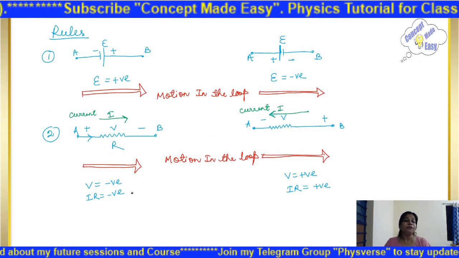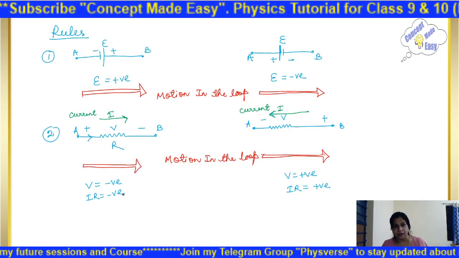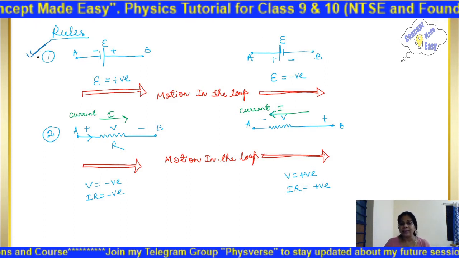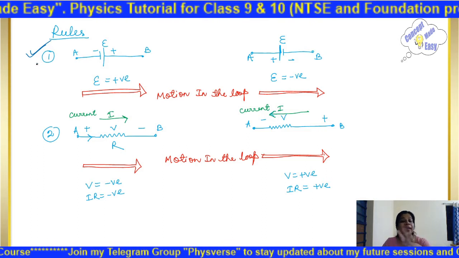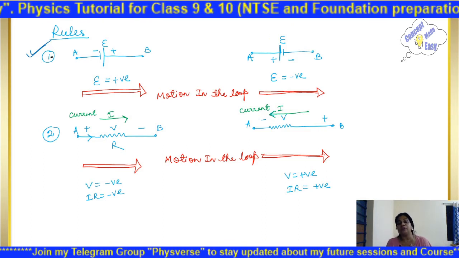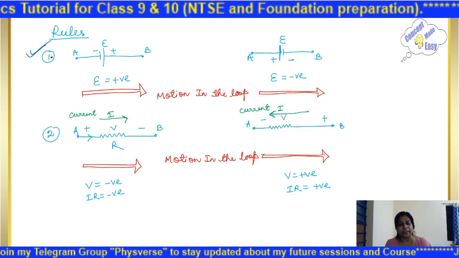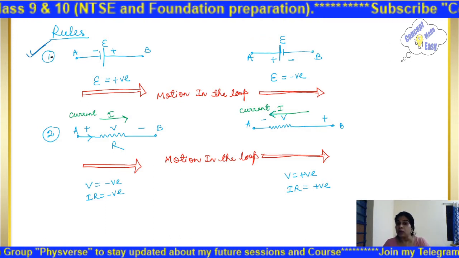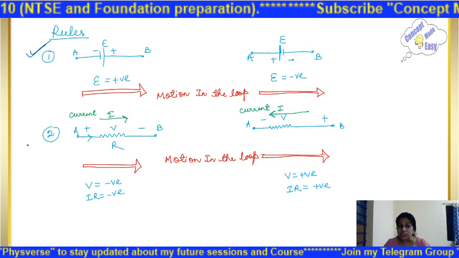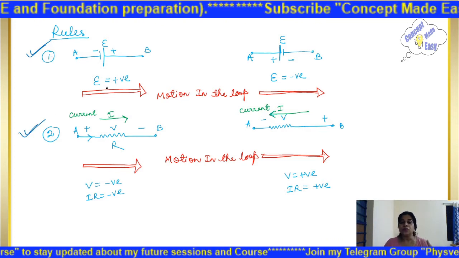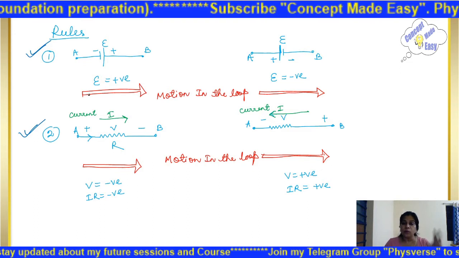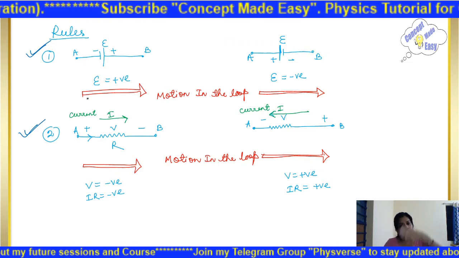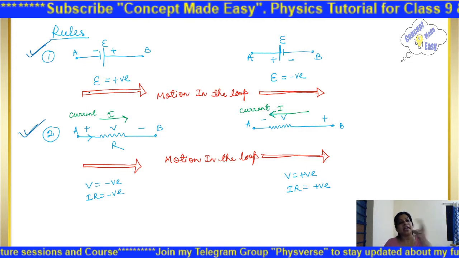So before going into the detail of KVL or Kirchhoff's voltage law, you need to understand the rules. I mean to tell you the rules about how you are going to apply Kirchhoff's voltage law. Before applying the loop rule in any closed path, you need to understand these two rules first. Suppose you are moving in a certain closed loop, you can move in a clockwise direction, you can move in an anti-clockwise direction.